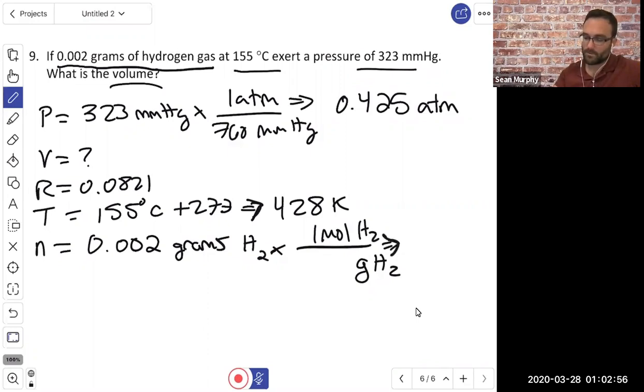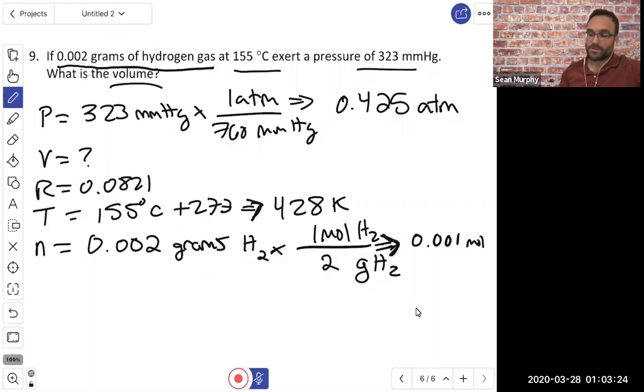Okay. 1 hydrogen is 1 gram. 2 hydrogens is 2 grams. So we are going to cut this in half. Can anybody do this without a calculator? Not me. Moles. Okay.